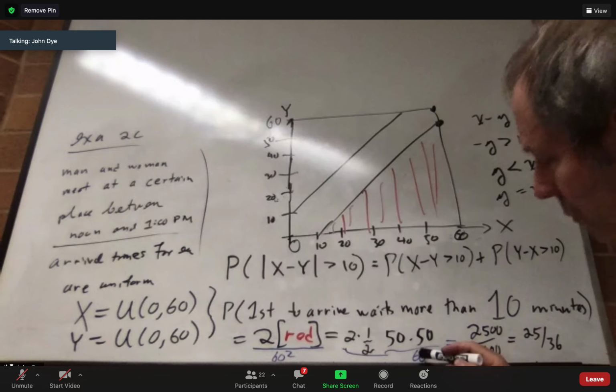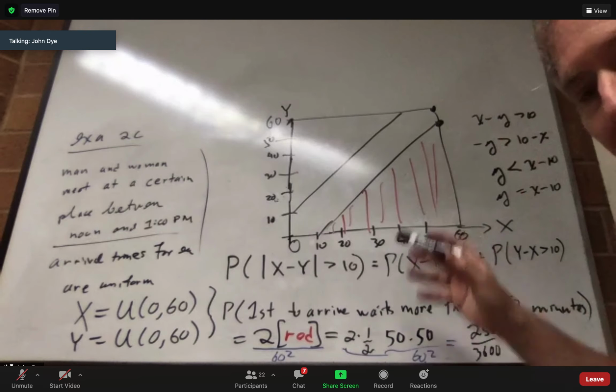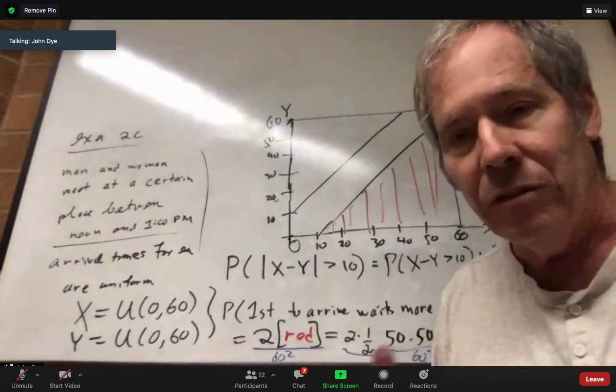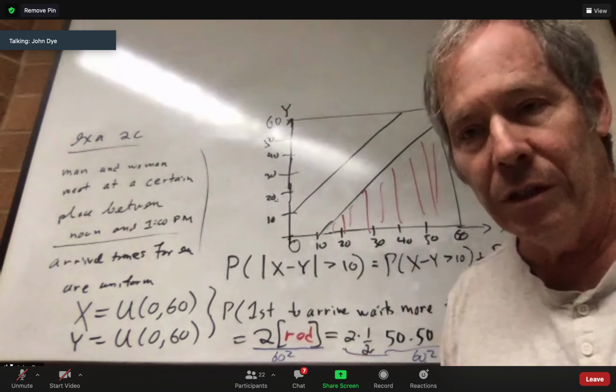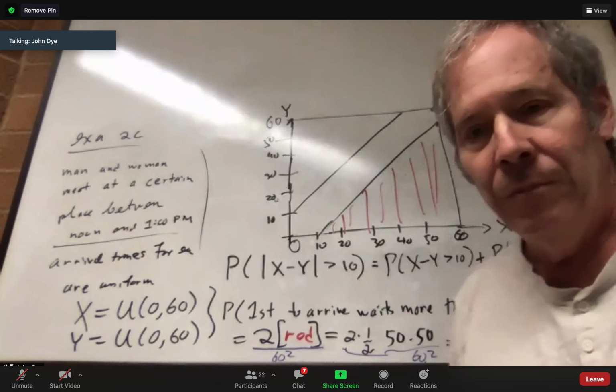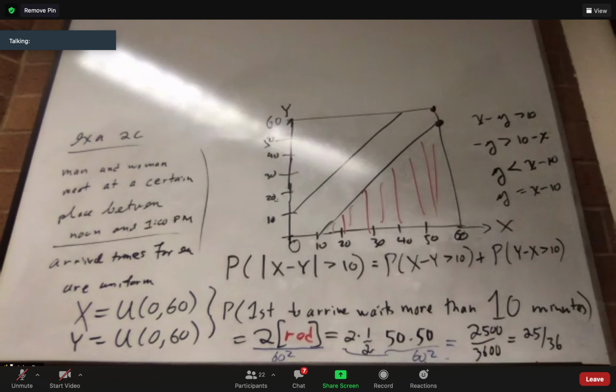So if you were doing this with an integral, you have to multiply by the joint probability density function, which is 1 over 60 squared. Or maybe I should do that. But anyhow, this is the non-calculus way of doing this.